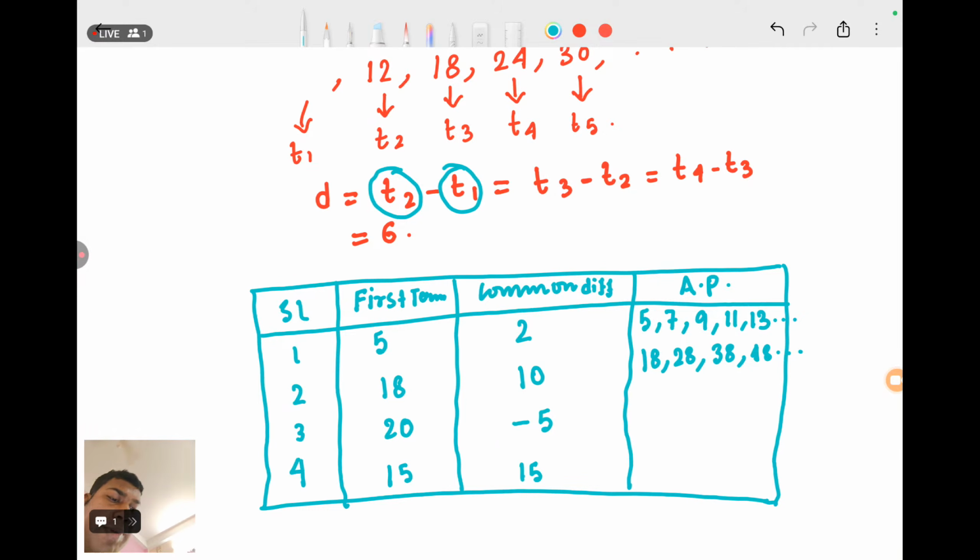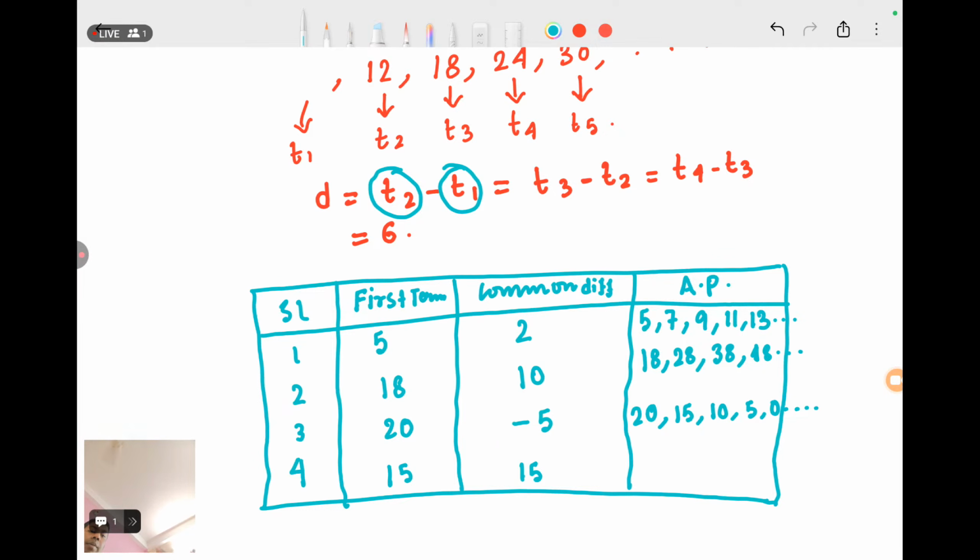Here we have made the AP series by just adding 10 to the previous number. Okay, then here in example in serial number 3, the first term is 20 and common difference is -5. So the first term will be 20, then in the AP series we have to subtract 5 in each term and it will become 20, 15, 10, 5, 0 and so on.